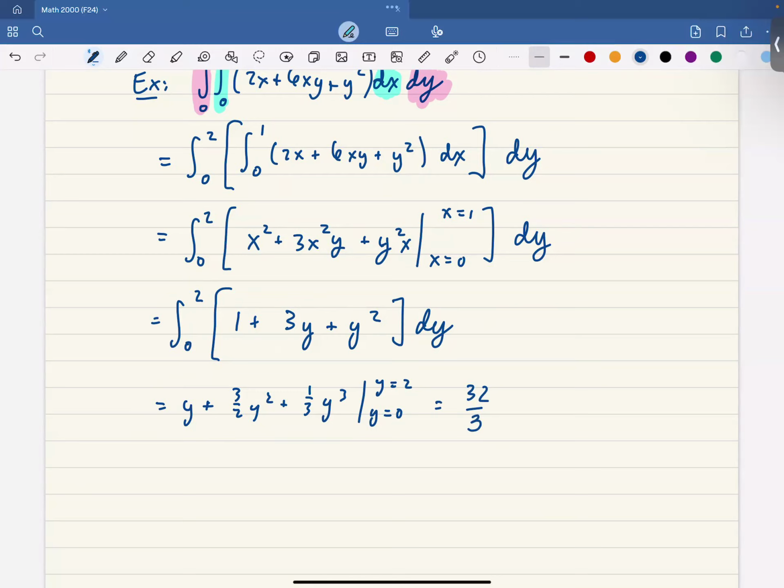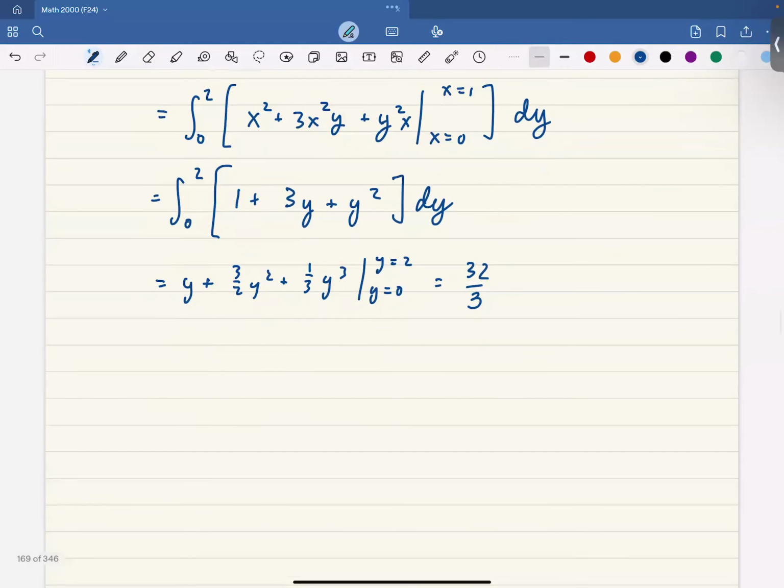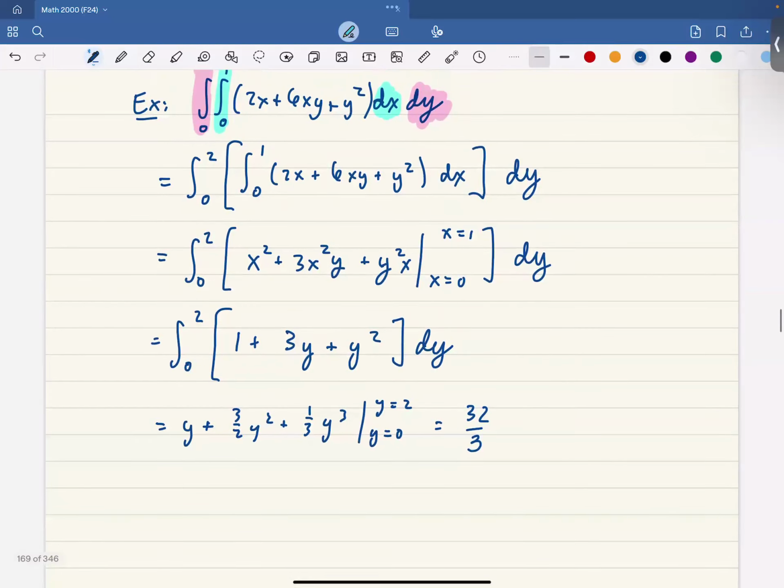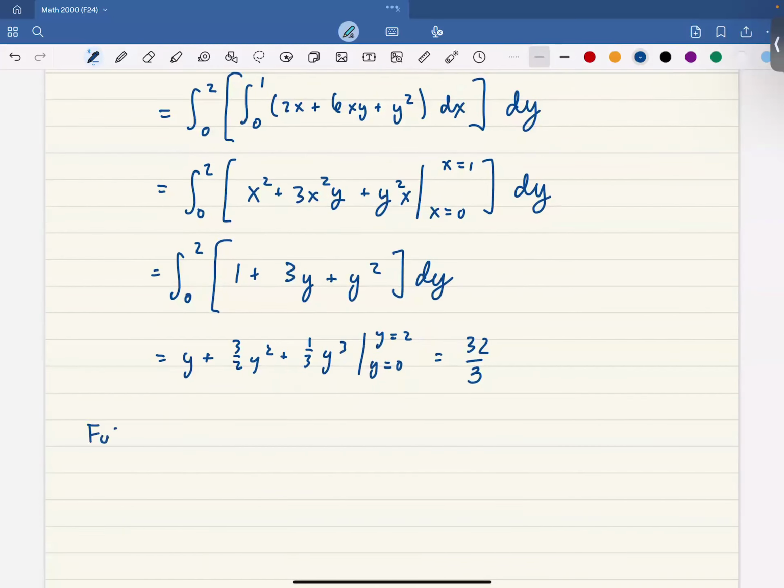Okay, so we'll get, let's say 2 plus 6 plus 8 thirds. So 8 plus 8 thirds, 24 thirds plus 8 thirds, or 32 thirds. Okay, and that's it. Now, it turns out that there's a theorem here, it's called Fubini's theorem.